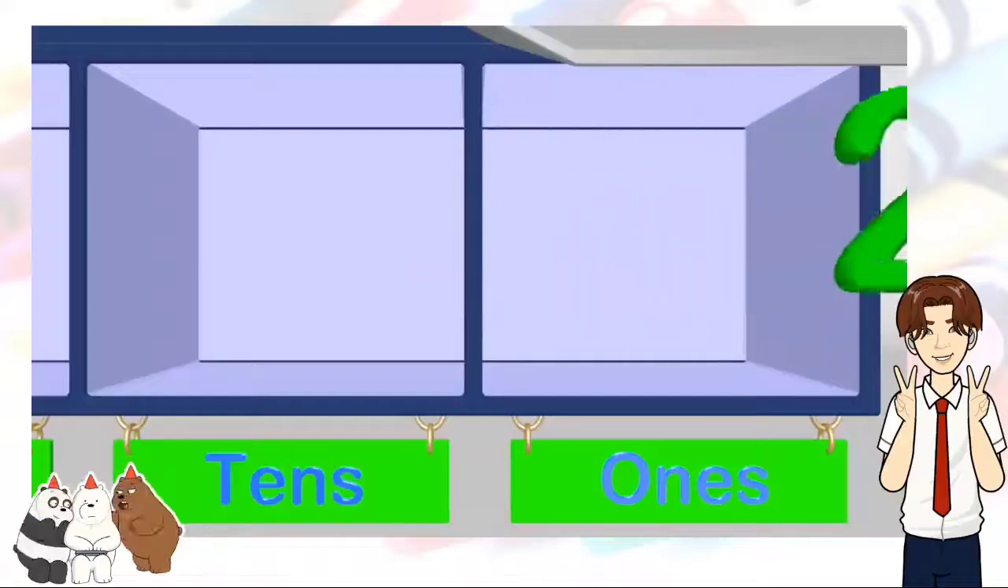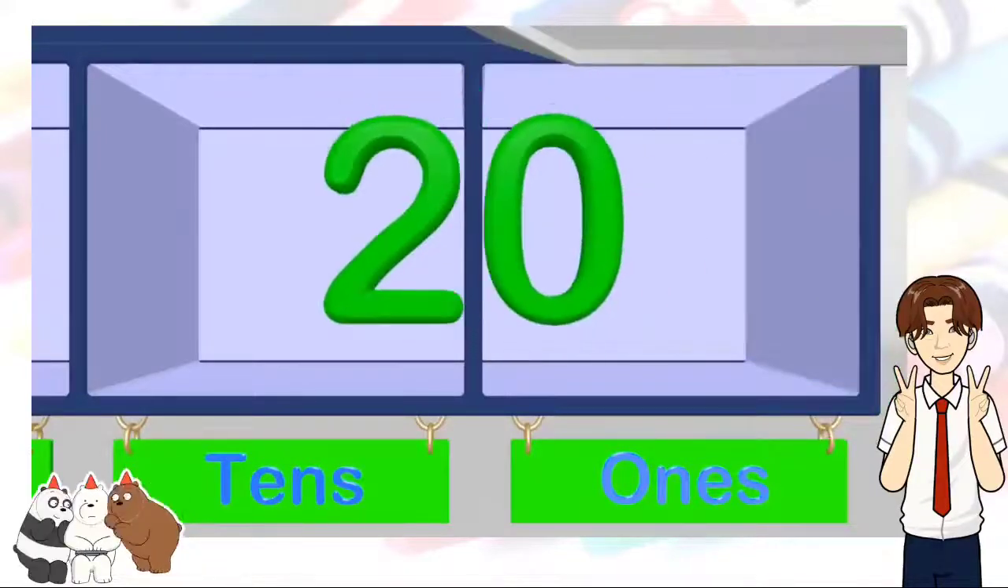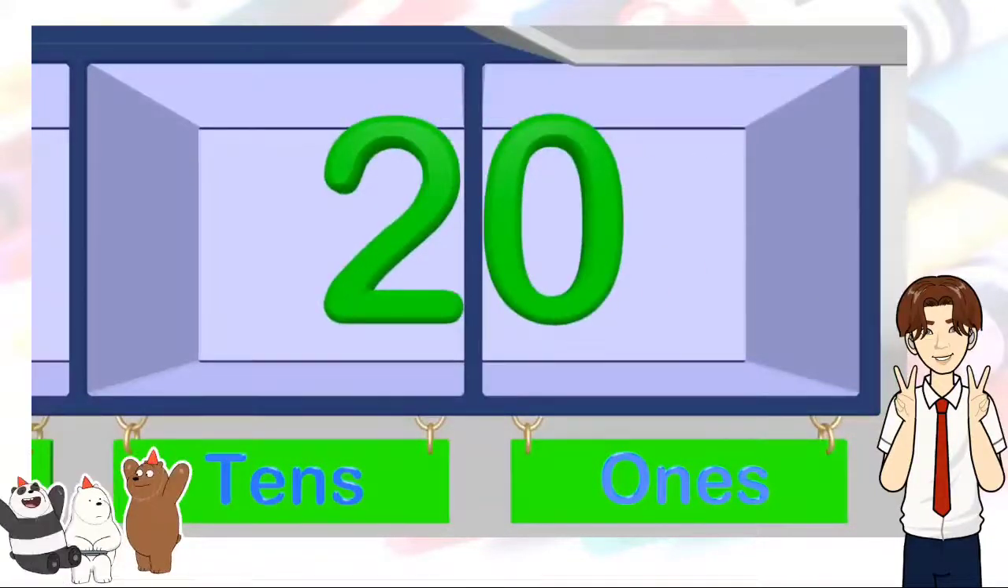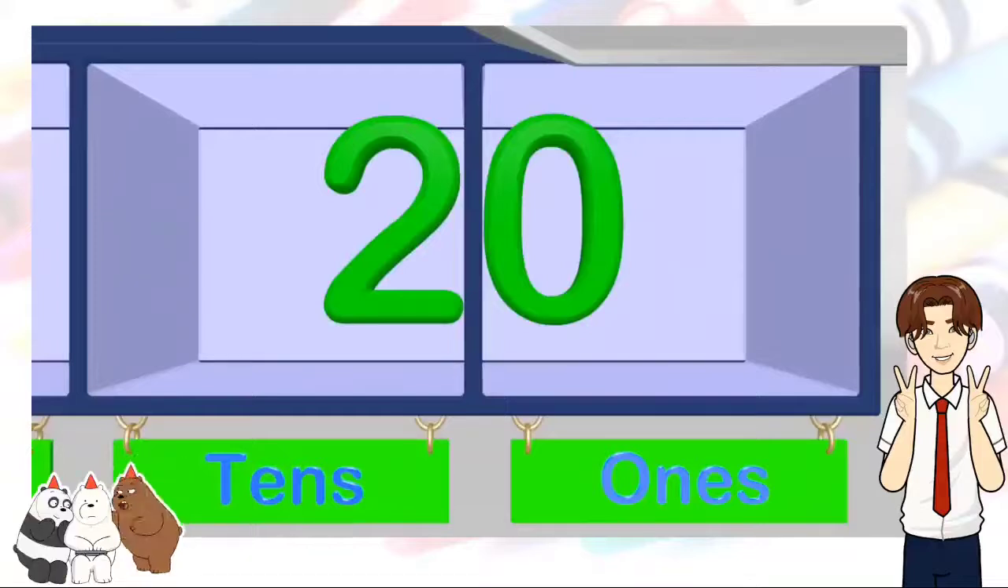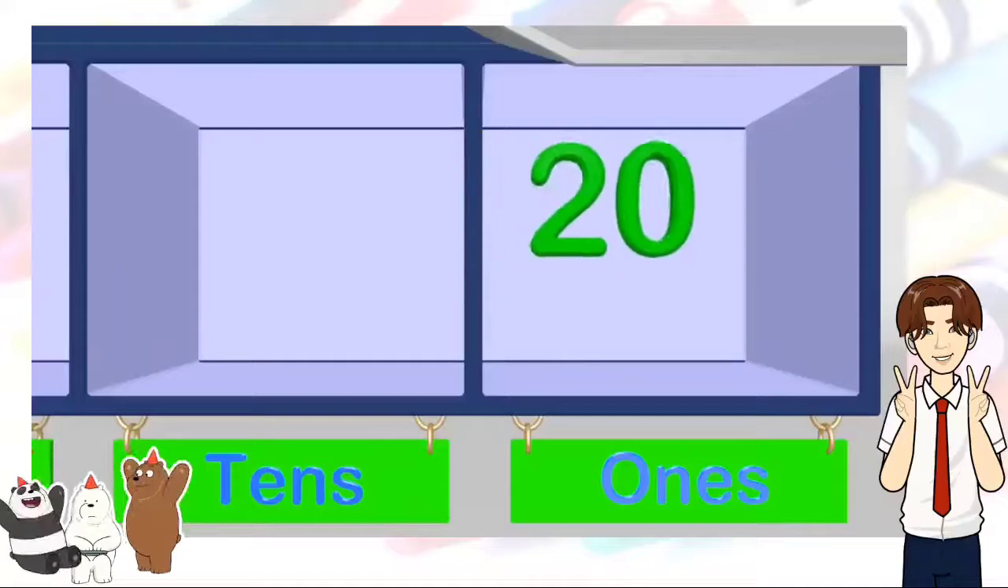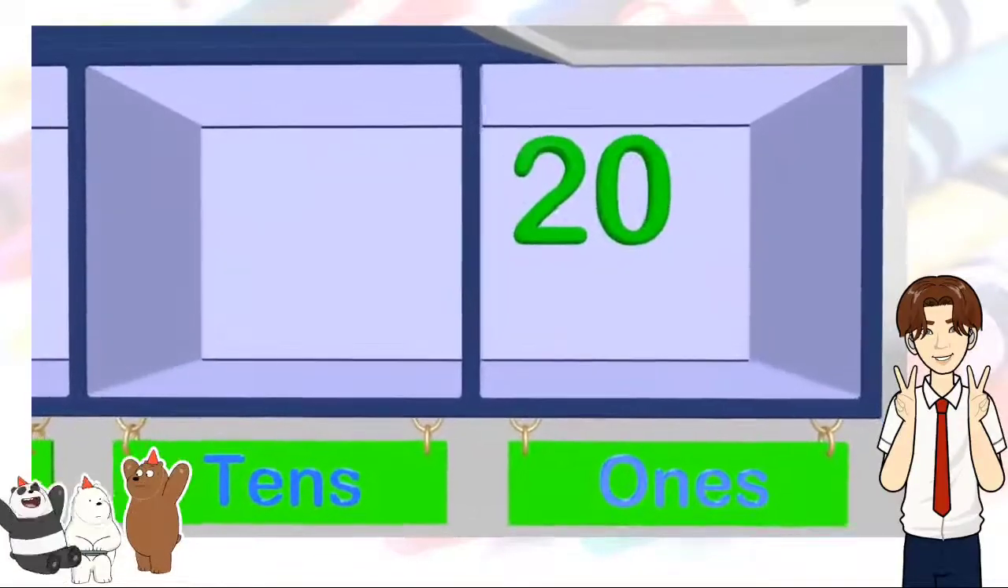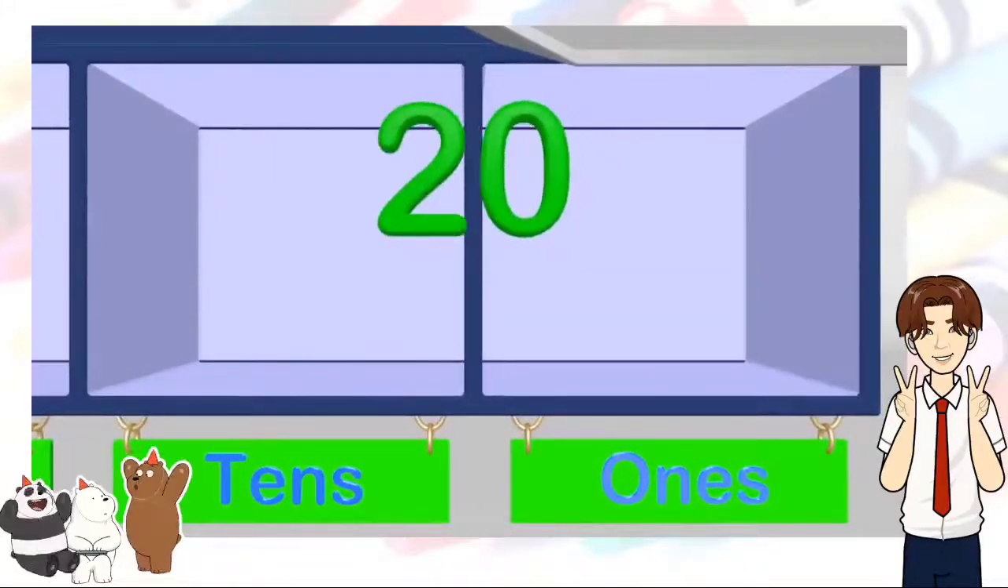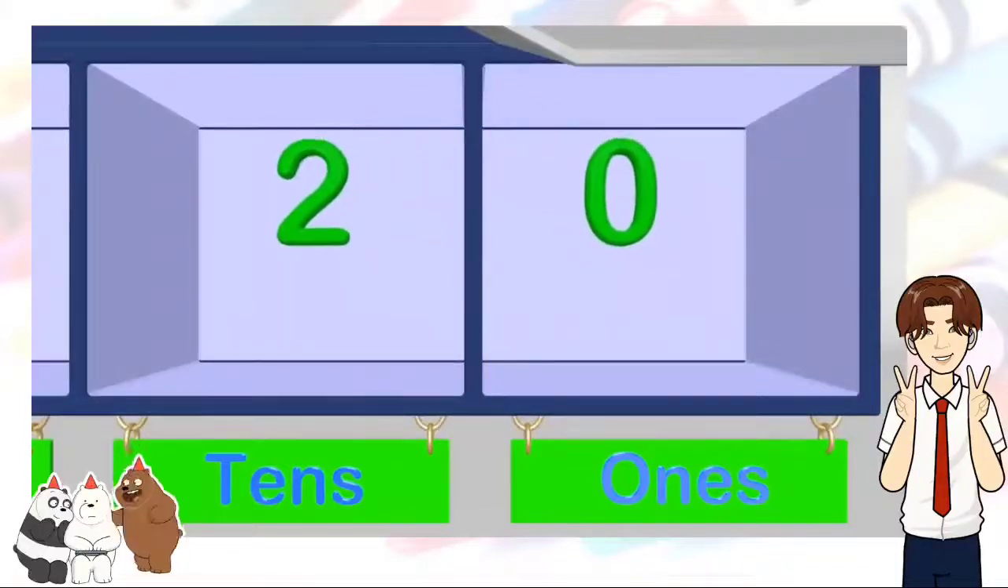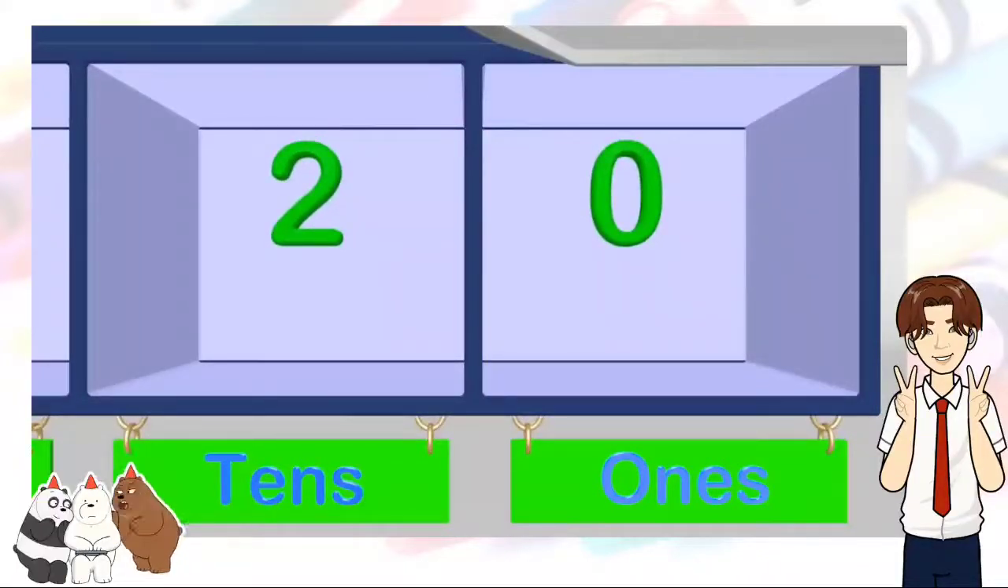Let's look at another number. This is the number 20. Can you tell me if this number has more than one digit? Yes, the number 20 has two digits because the 2 is a digit and the 0 is a digit. Uh-oh, we cannot put both numbers in the ones room. We have to split them into each place. This is still the number 20, we just have the 2 in the tens place and the 0 in the ones place.